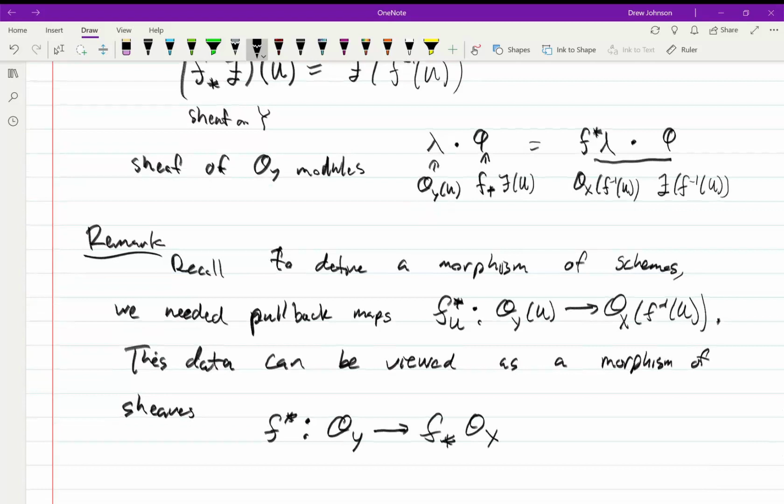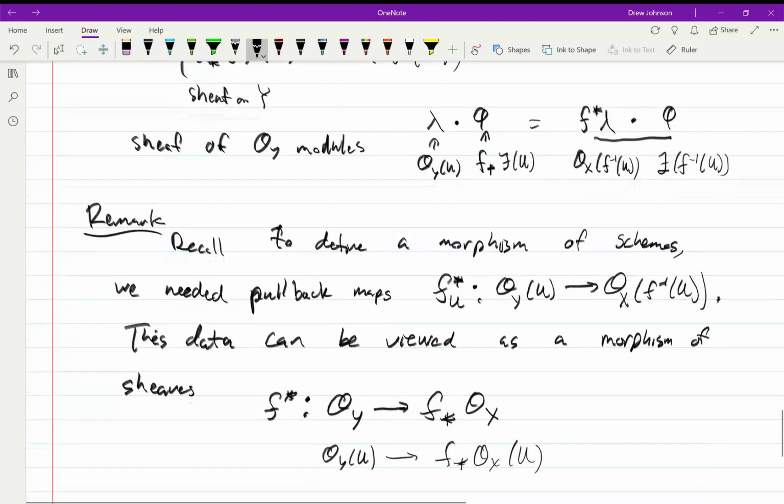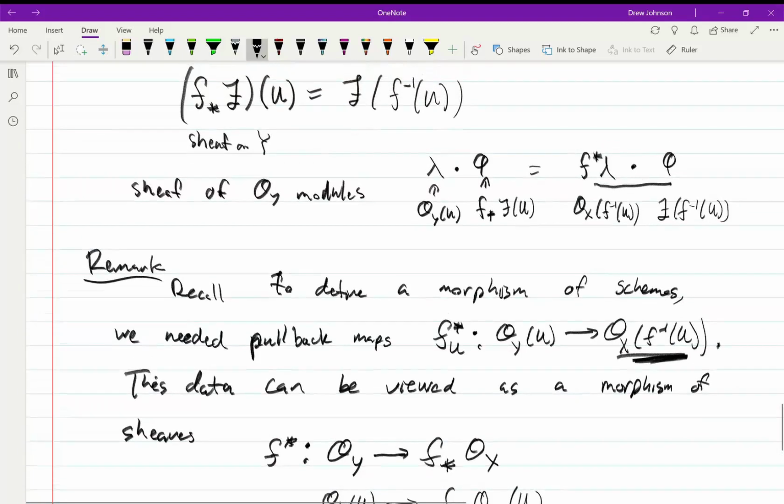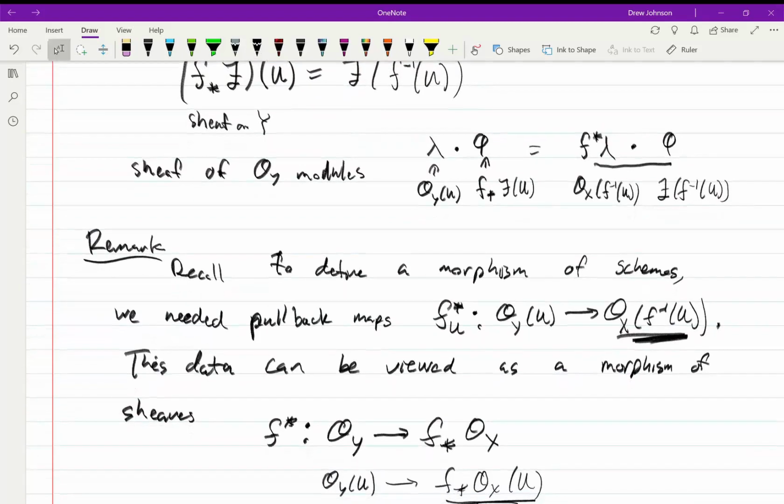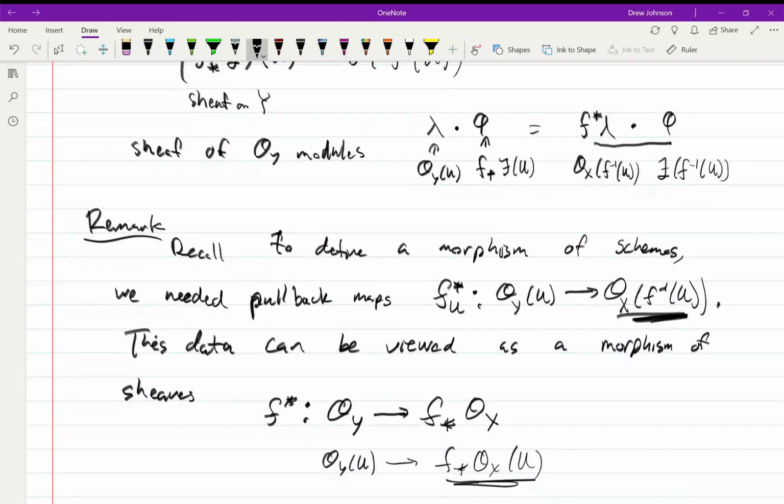So if I plug in U here, I'll get a map from OY of U mapping to this. But by definition, this is the same thing as this. So this morphism of sheaves is the same as giving the data of these pullback maps, and if you check the compatibility conditions that we required on these pullback maps, it is exactly the same as the compatibility conditions for morphisms of sheaves of modules. So we can think of the pullback as being a map of sheaves of modules, which is maybe a nice way to look at it.